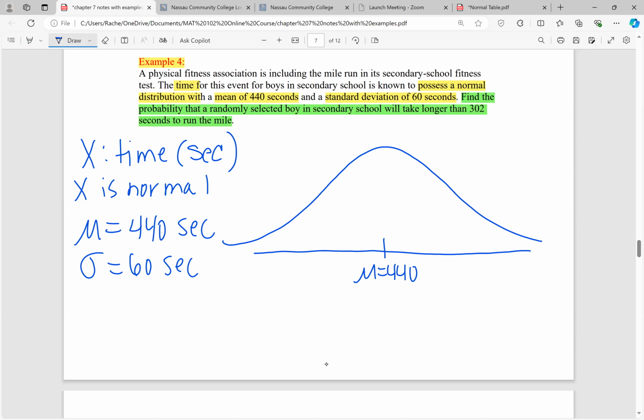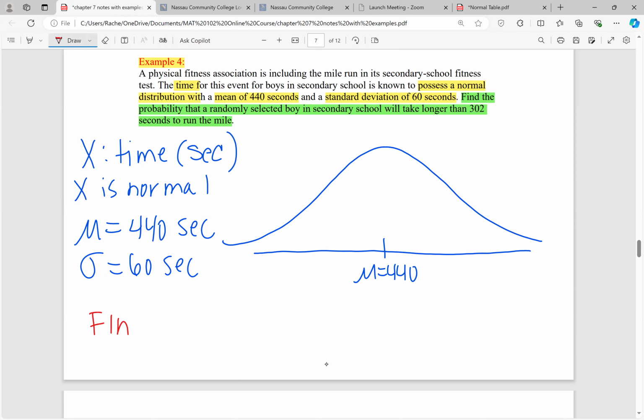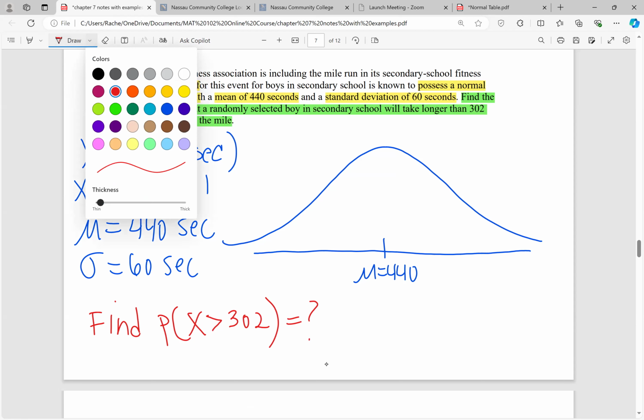So let's take that sentence and put it into math notation. So we want to find the probability that the time, which is X, it takes a boy to run the mile, is longer than, means greater than, 302 seconds. So greater than 302. And that's what we want to find. And again, remember, probability is equal to the area under this normal curve. So we just have to locate the area and then we can find the probability.